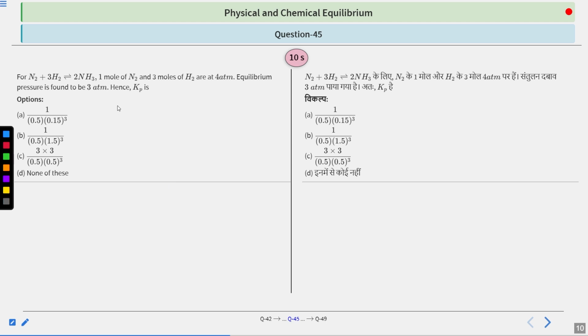Next question: for N2 plus 3H2 giving 2NH3, 1 mole of N2 and 3 moles of H2 are at 1 atm. Equilibrium pressure is found to be 3 atm, hence Kp is. Options are A, 1 by 0.5 into 0.15 cube, B, 1 by 0.5 into 1.5 cube, option C, 3 into 3 by 0.5 into 0.5 whole cube, and D, none of these. So your time to solve this question starts now.